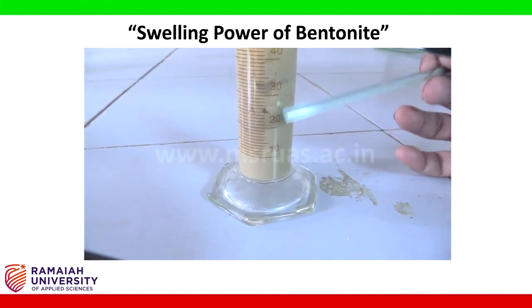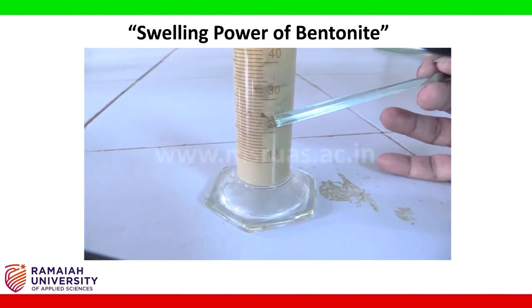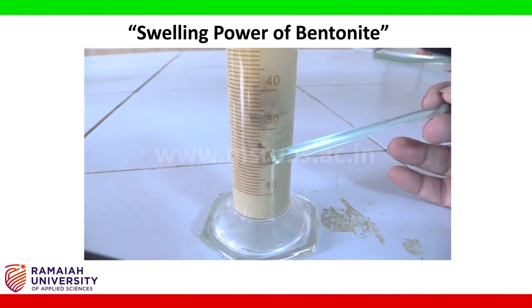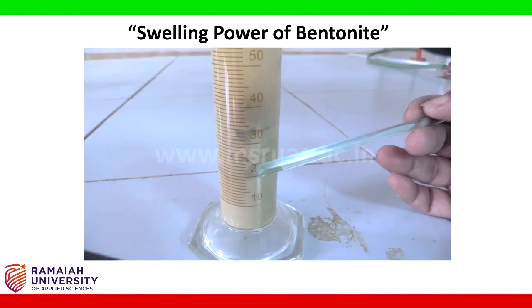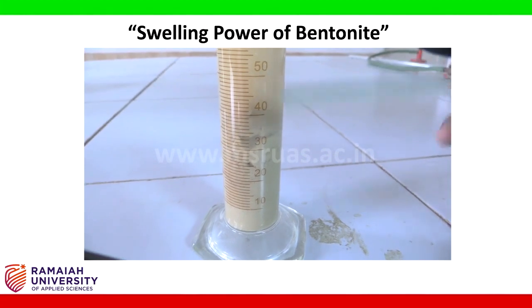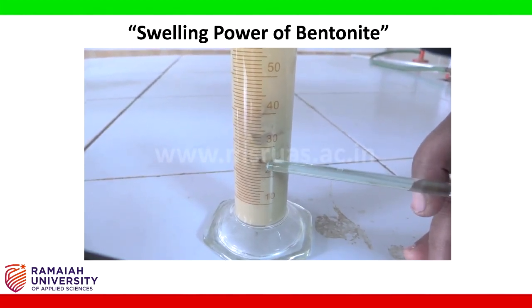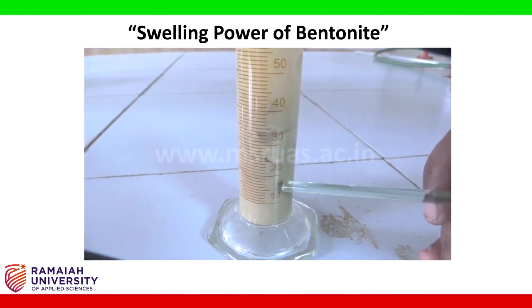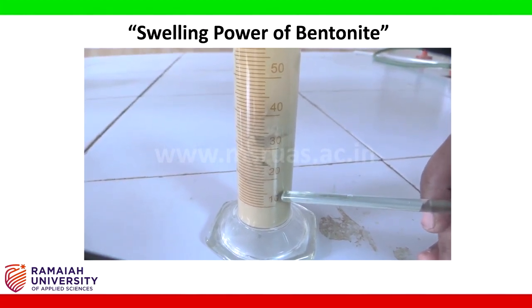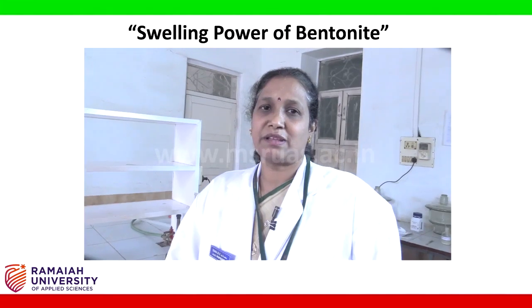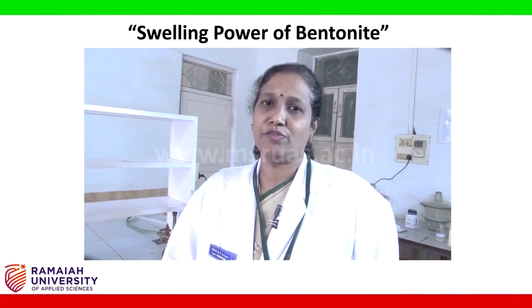It should be more than 24 ml as per the given pharmacopoeial specification. The given sample shows the sediment volume more than 24 ml, hence the given sample has a very good swelling power. This completes the experiment, swelling power of bentonite.